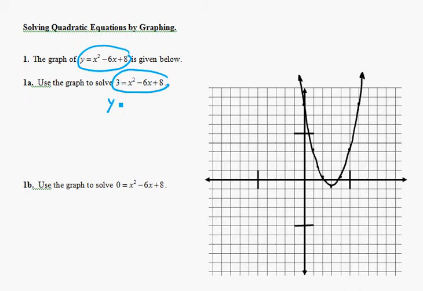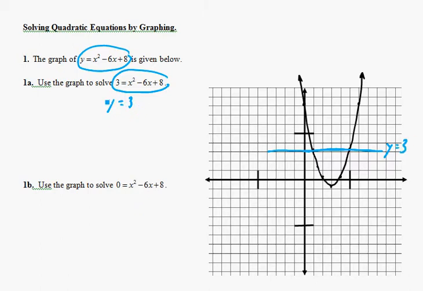We can see that y equals 3. So if we're trying to solve the equation 3 equals x squared minus 6x plus 8, we're trying to find the value or values of x that make the output of this function equal to 3. Or, if we're looking at the graph, we want to figure out what x's make the y equal to 3.